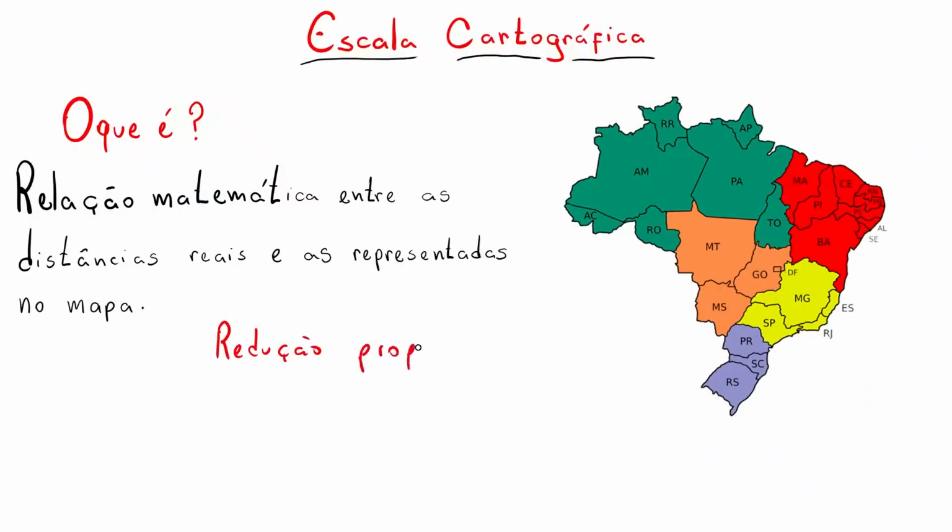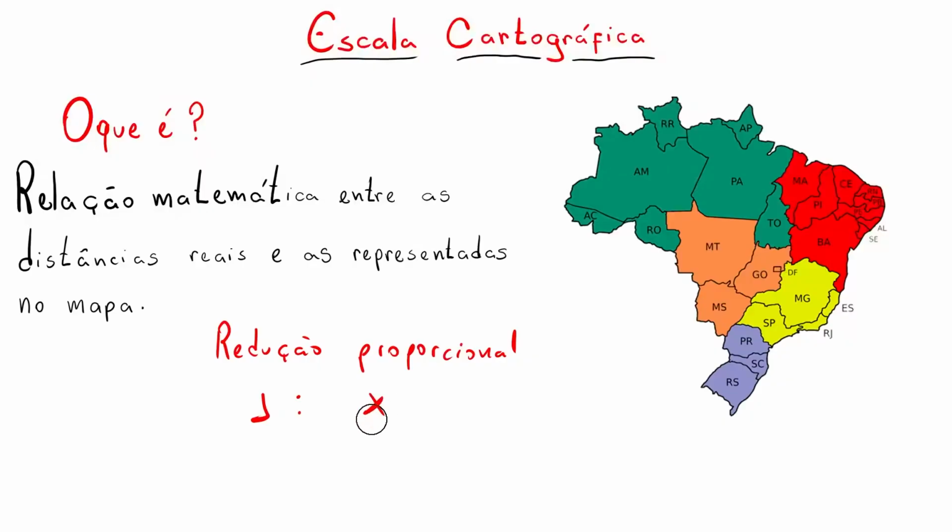Proportional reduction. Don't worry about the handwriting. The goal of this video is to be straightforward. So look, it's a proportional reduction. It will always show a direct relationship between the real distances and the distances in the drawing on paper. So it will always be 1 to something. What does that mean? That 1 unit on the paper will be worth some other unit in real life.